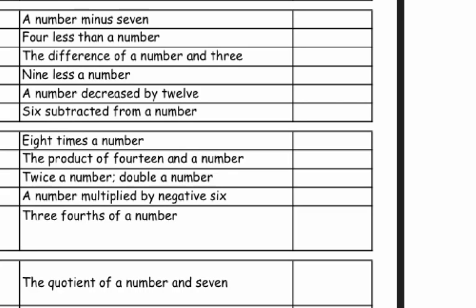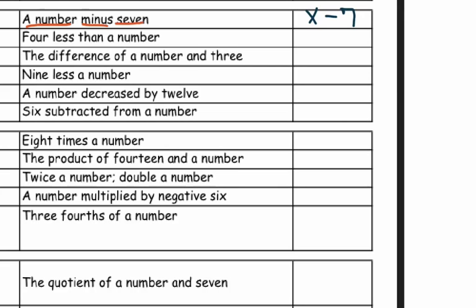Alright, a number minus 7. It has to be the variable minus 7. It doesn't have to be x. It could be m or n or b or c. It doesn't matter. But I'm just going to write x. But notice it's written exactly the way that it says here. You know, a number x minus 7.